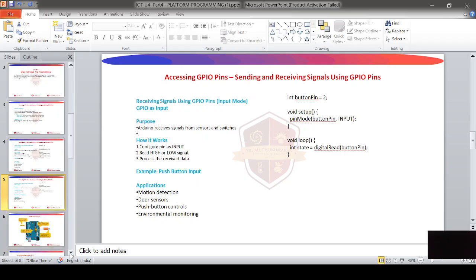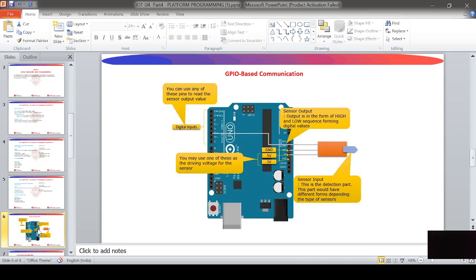So we have seen input and output, and the typical 3.3 volt, 5 volt and ground. A sensor input acts in input mode, and a sensor output acts in output mode.